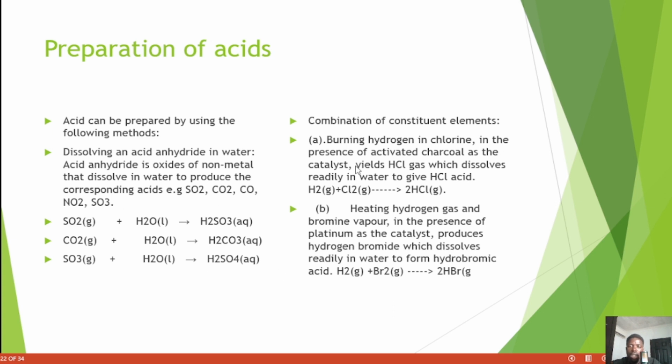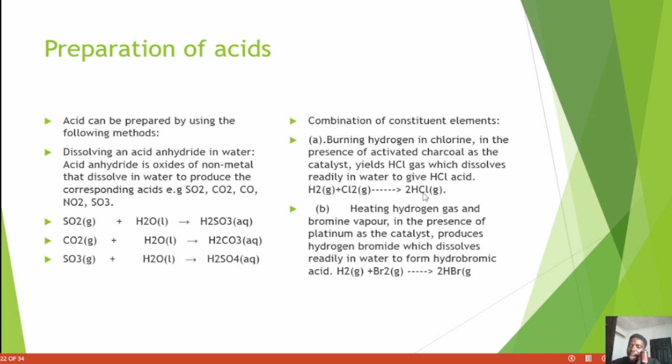The second method is by combination of the constituent elements. It is important to note that this method is characteristic of your hydrohalic acids, that is, acids produced from a halogen and hydrogen. Whenever you are dealing with hydrochloric acid, hydrofluoric acid, hydrobromic acid, or hydroiodic acid, these acids are produced by direct combination. Burning hydrogen in chlorine in the presence of activated charcoal as the catalyst yields HCl gas. This HCl gas is then dissolved in water to produce hydrochloric acid.